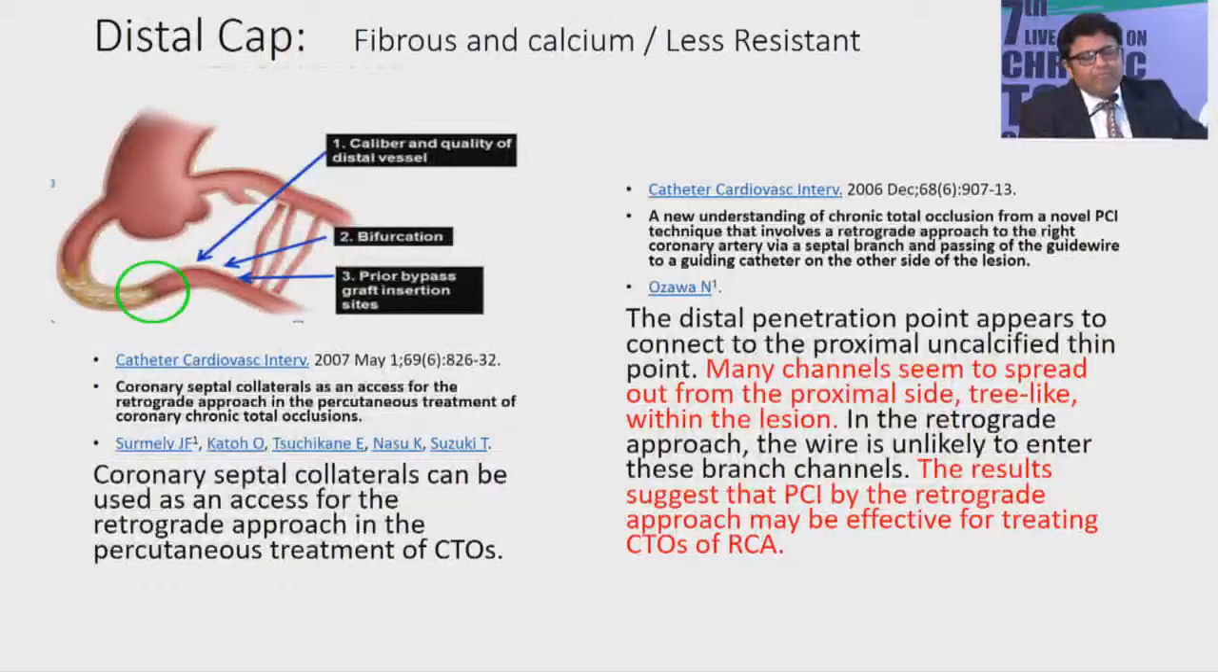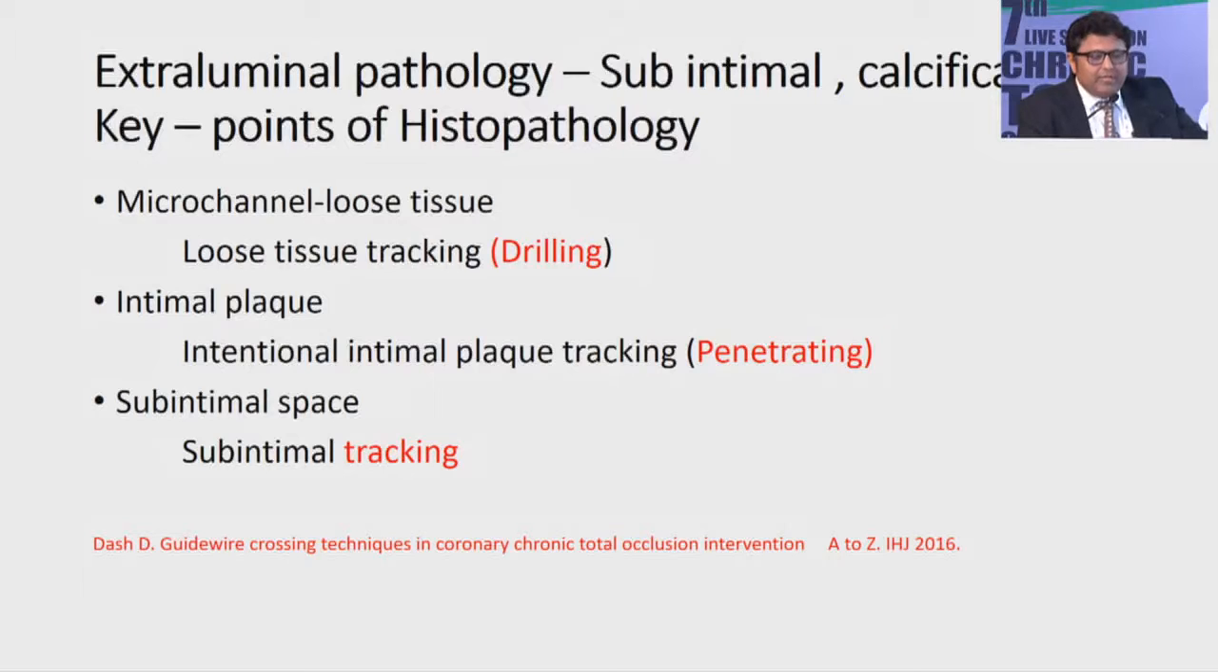The distal cap, which is fibrous and calcium, is less resistant and has given the genesis for the retrograde approach, as seen in the Sumitsuji and Ozawa studies. The results suggest that the retrograde approach may be effective by understanding the distal cap well. The extraluminal pathology basically consists of loose tissue tracking, intentional intimal plaque tracking, and subintimal tracking.